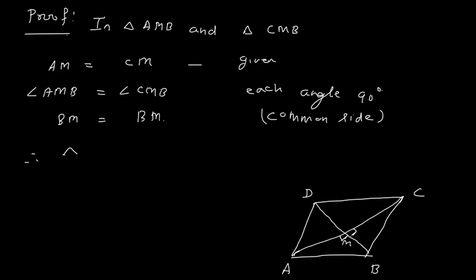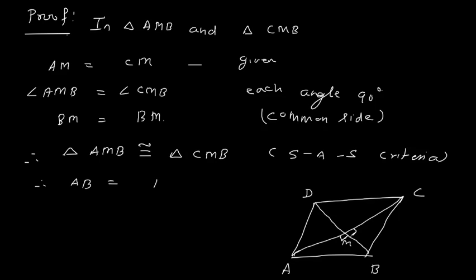So therefore, triangle AMB is congruent to triangle CMB, and the reason is side angle side criteria. Triangle AMB and triangle CMB are congruent by side angle side criteria. So these two triangles are congruent. Therefore, I will say that side AB is equal to side BC. I will take this as equation 1, and this is by corresponding parts of congruent triangles.